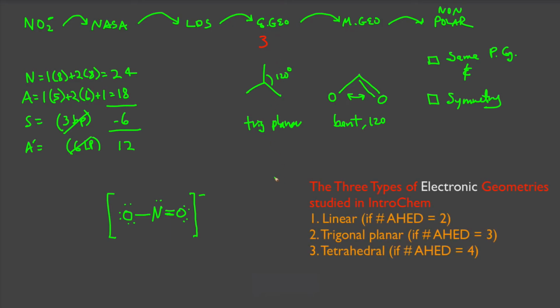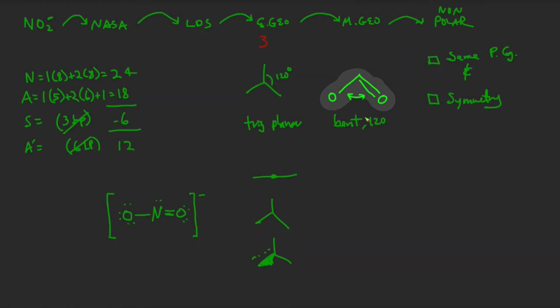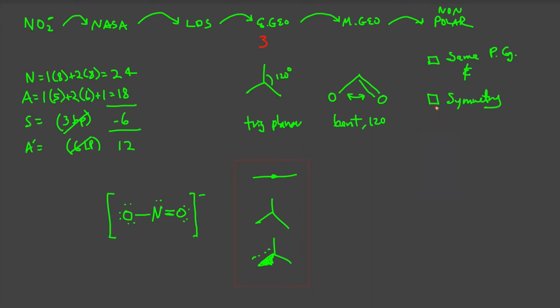And in this intro class, we've only covered 3 types of geometries: linear, trigonal planar, and tetrahedral. And as you can see, this is bent. It is not one of those 3, so it fails the symmetry test, although it does have the same end groups, and it passed the end group test. So because one of them failed, we conclude that this material is in fact polar. In summary, nitrite ion has this Lewis dot structure. In 3-dimensional space, it is bent at a 120 angle between the bonds with the oxygen, and that ion is polar.